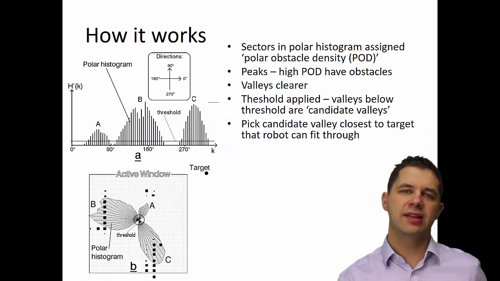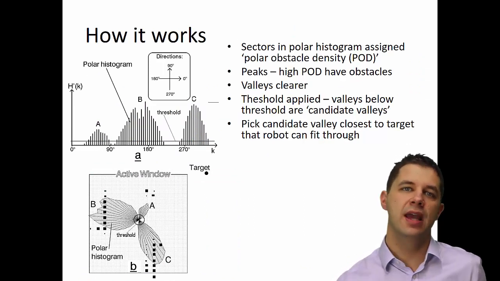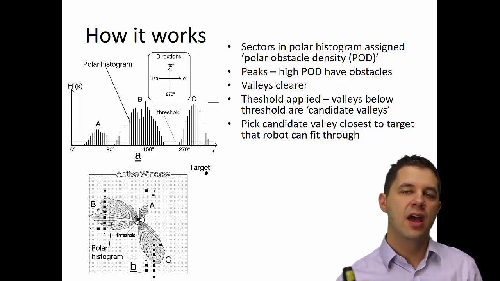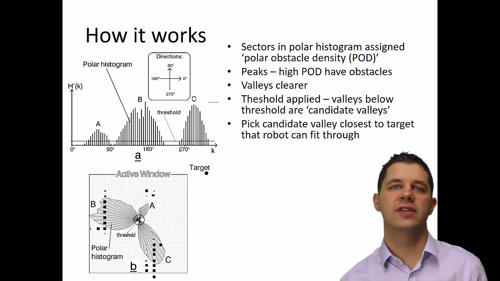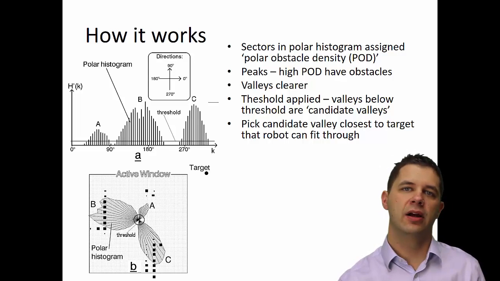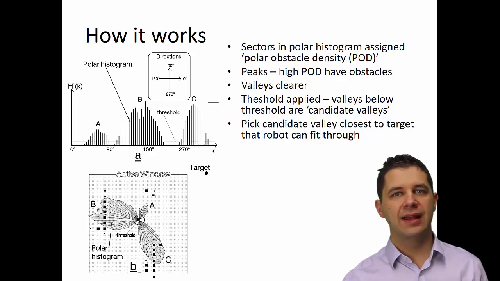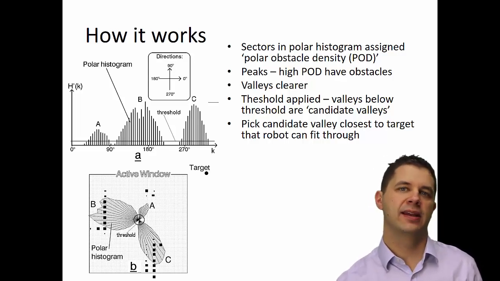We can deconstruct this and map it out as a traditional histogram where we can see a whole lot of peaks and troughs. Essentially, the peaks are areas where there's a much higher probability of an obstacle being there. For each of our sectors, or each of our lines, we assign a polar obstacle density, a POD variable. With the higher peaks, we can have a high degree of confidence there's an obstacle there, and the valleys tend to be a whole lot clearer. We set a threshold at some point, basically a distance apart from the robot. Valleys below this threshold are what we call candidate valleys, where we could move through, and it looks like it would be clear. We could probably move our robot through that particular candidate valley.